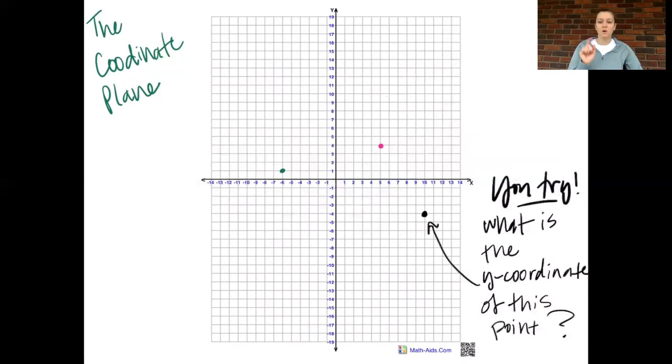So what I want you to try is, can you tell me what is the y coordinate of this black point? Bonus, which quadrant is it in? Go ahead and pause your screen.